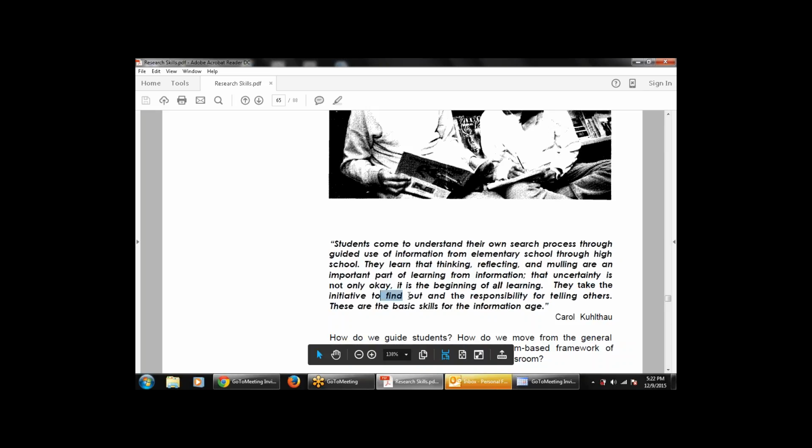They take the initiative to find out and the responsibility for telling others. Whatever they find out, they take responsibility for telling others. These are the basic skills for the information age.